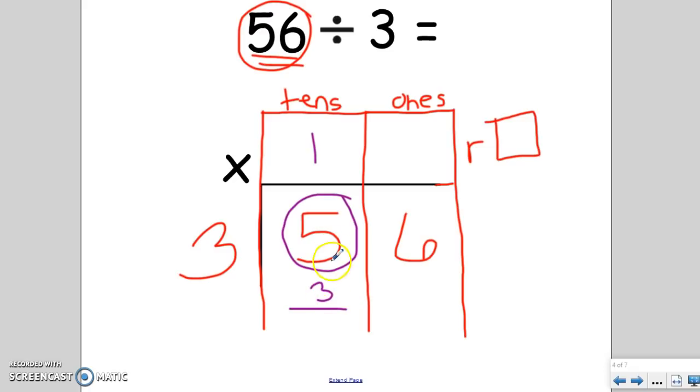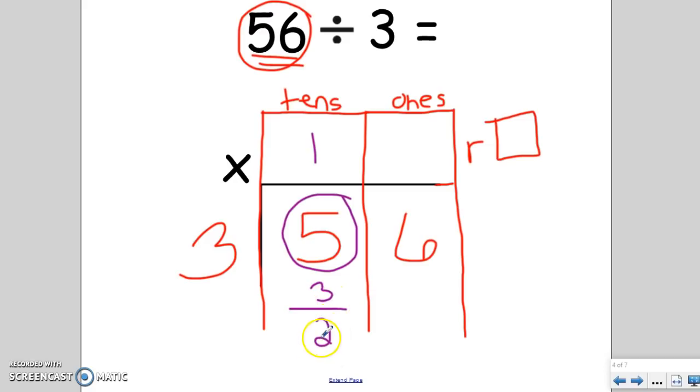I obviously didn't hit my target, so I need to know, well, how close was I, or how far away was I? To get from 3 to 5, I'm going to count up. Starting at 3, 4, 5. I counted 2 fingers, so I am 2 away. And that makes sense because 2 plus 3 makes 5.